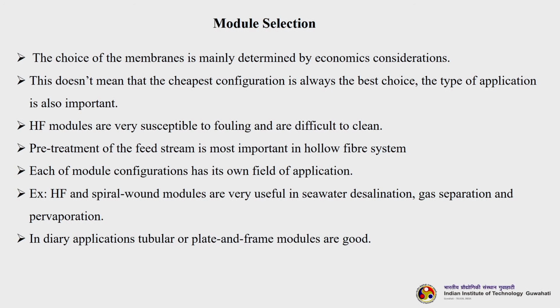Hollow fiber modules are very susceptible to fouling and are difficult to clean. Pre-treatment of the feed stream is most important in hollow fiber systems. So, each module configuration has its own field of application. This is very true. That is why after each module we have discussed their advantages and disadvantages and where they can be applied. For example, hollow fiber and spiral wound modules are very useful in seawater desalination, gas separation as well as pervaporation, but I cannot use other modules here.